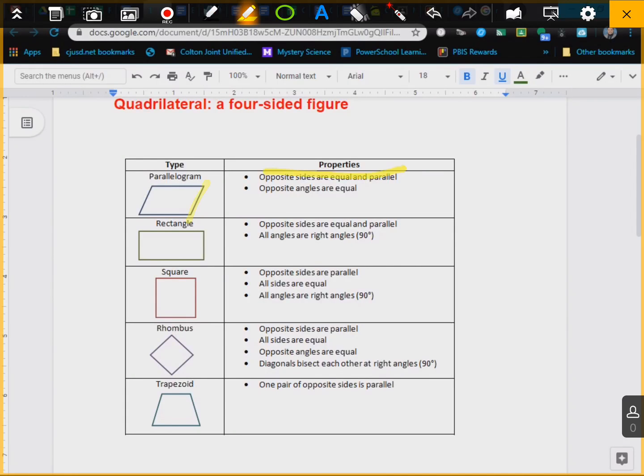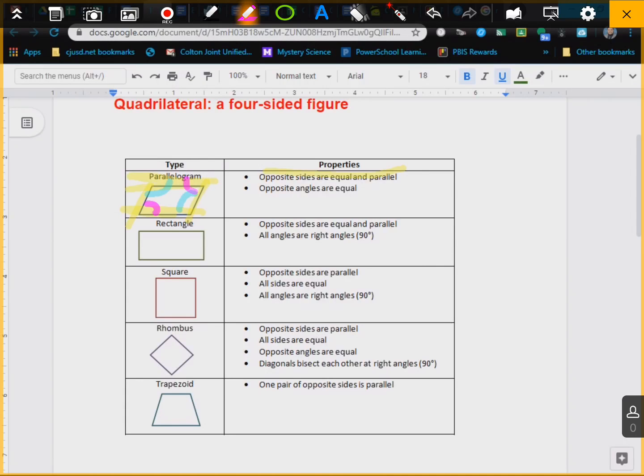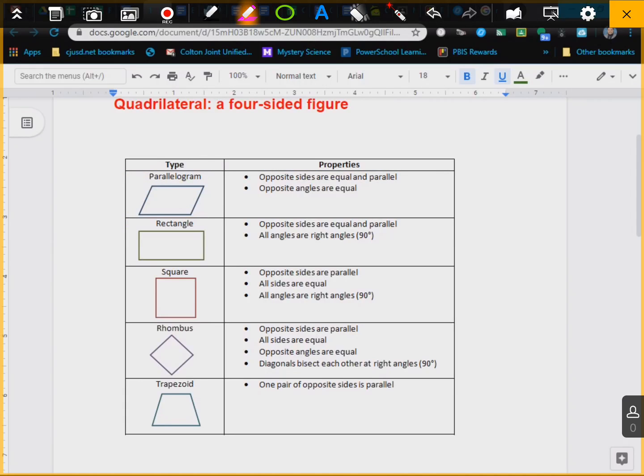So if you look here, these opposite sides are equal and they're parallel to each other, meaning they will never touch. Either side, they will never touch. Same with these opposite sides. They're parallel to each other. And the opposite angles are equal, meaning these angles here and these angles here are the same, and this angle here and this angle here are the same. Okay, that's a parallelogram.